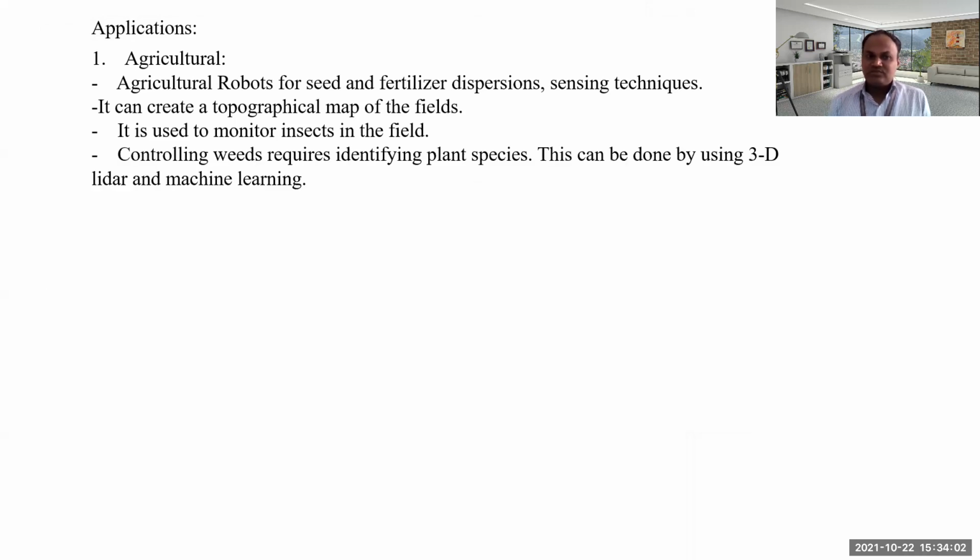Now, what are the applications? You'll see there are applications in agricultural robots for seed and fertilizer dispensing, sensing techniques. It can create a topographical map of the field. It is used to monitor insects in the field. Controlling weeds requires identifying plant species. This can be done by using 3D LIDAR and machine learning.